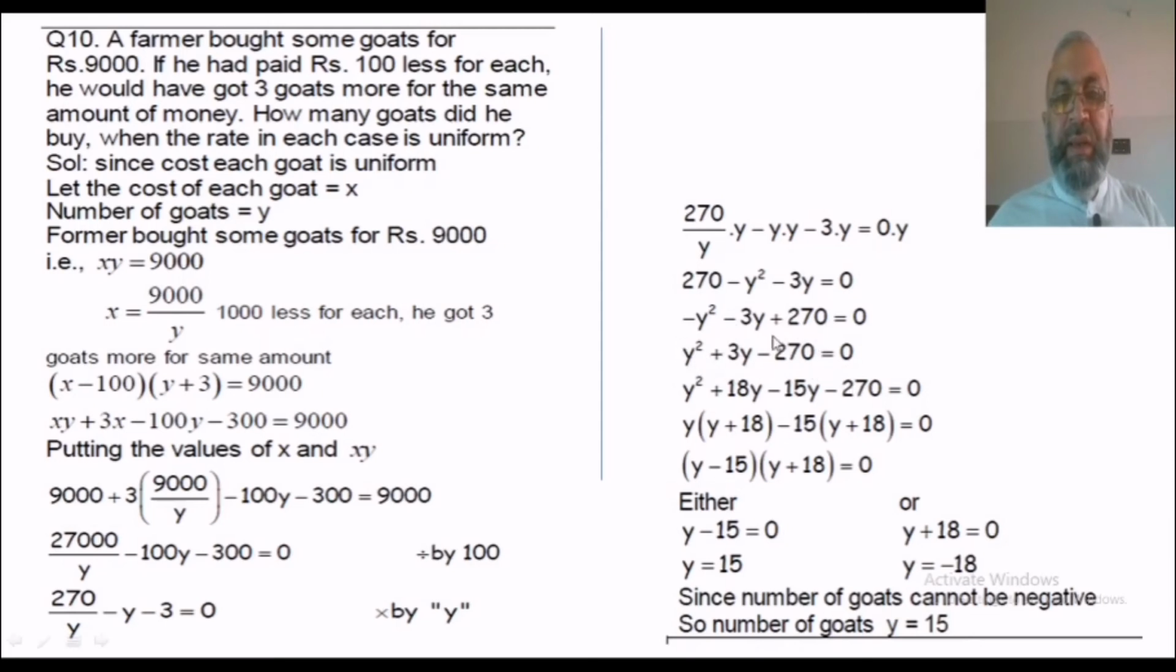We are going to solve this by factorization. Making factors, we get y minus 15 into y plus 18 equal to 0. So y minus 15 equal to 0 gives y equal to 15, and y plus 18 equal to 0 gives y equal to minus 18. Since the number of goats cannot be negative, we take only the positive value: the number of goats is 15. So the farmer bought 15 goats. That is the answer, and that is the practical use of quadratic equations in daily life problems.